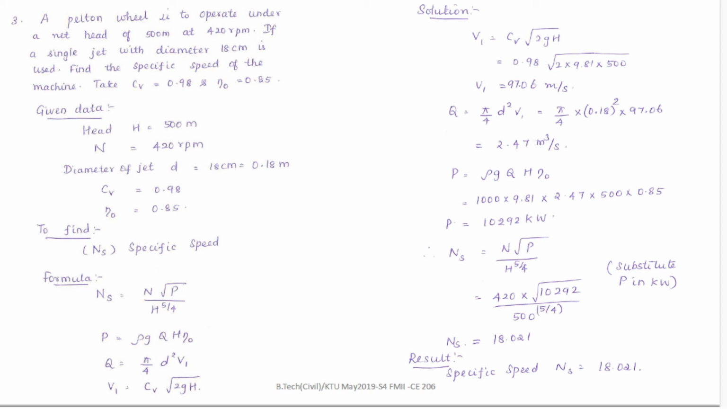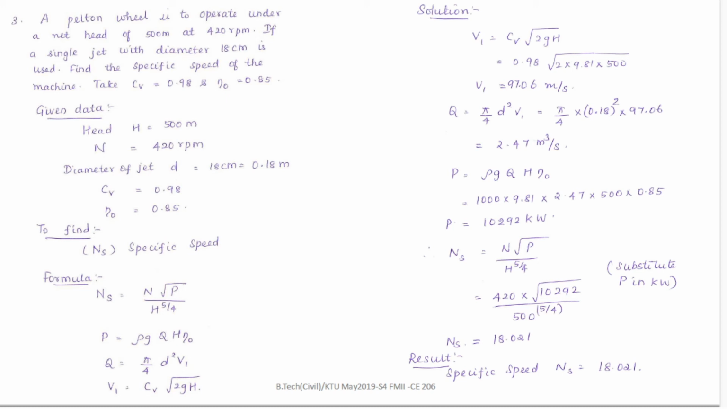Now first you have to write down the given data. Head is given, H; speed N is given; the diameter of the jet, small d, is given in centimeters. You have to convert it into meters. What you have to do is divide by 100. 18 divided by 100 is equal to 0.18 meter. Cv is given, eta is given. So what do we have to find? To find is the specific speed. What is that notation? Ns. What is the formula for finding the specific speed?